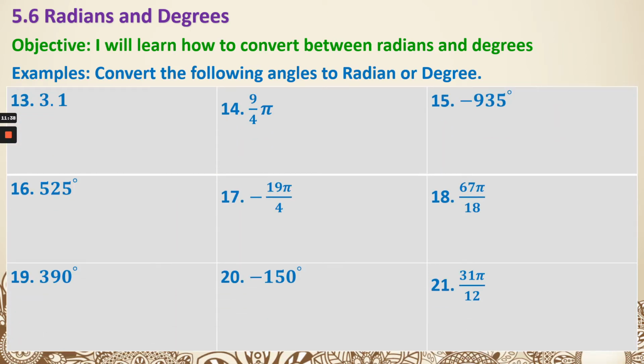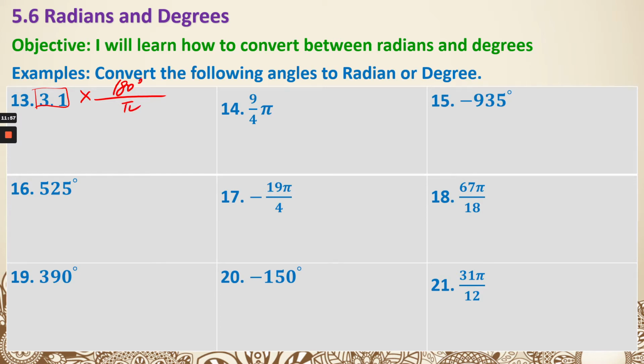Number 13 through 21. So 13, well, this is a tricky one. You don't see a pi, okay, but you also don't see a degree symbol. That's actually more important, because a degree symbol has to always be there to indicate it is a degree. We don't see that. That means this is radian. So we are going to multiply this by 180 degrees over pi.